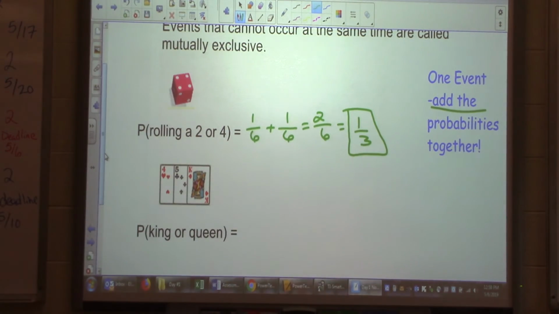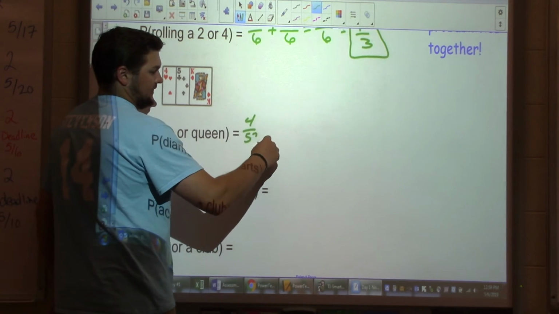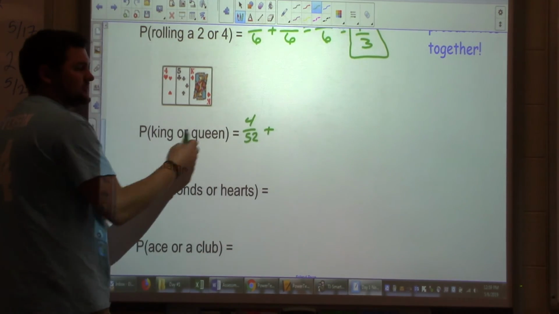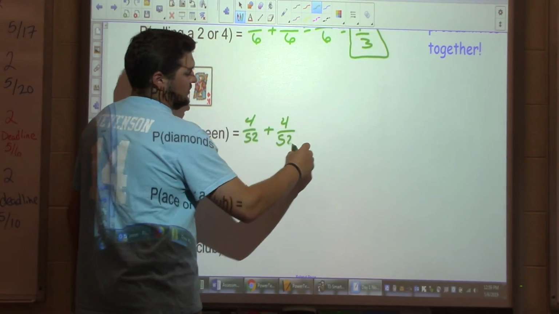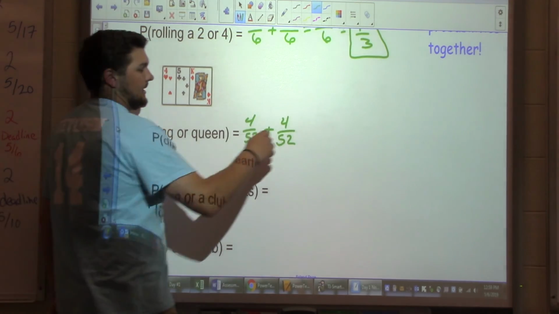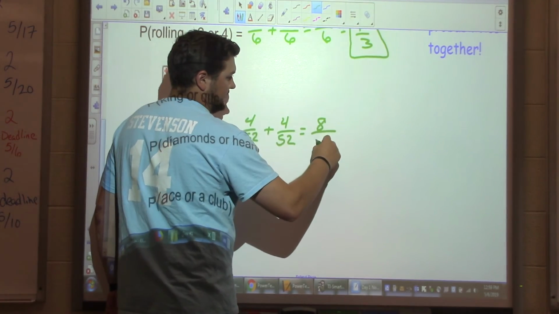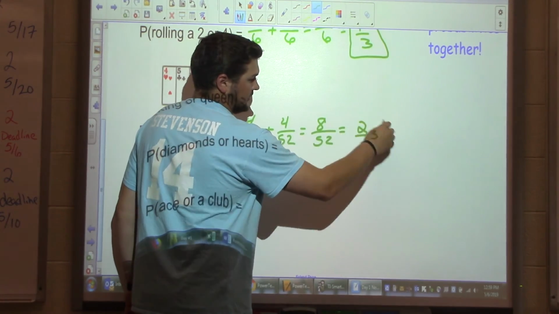Alright, picking a king or a queen. Well, how many kings are in the deck? 4 out of 52. Plus, how many queens are in the deck? 4 out of 52. Now, if you wanted to use 1 over 13 and 1 over 13, that's more than acceptable, it's fine. I get 8 over 52, which reduces to 2 over 13.